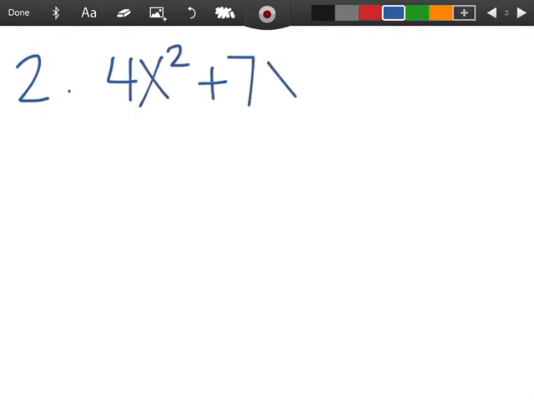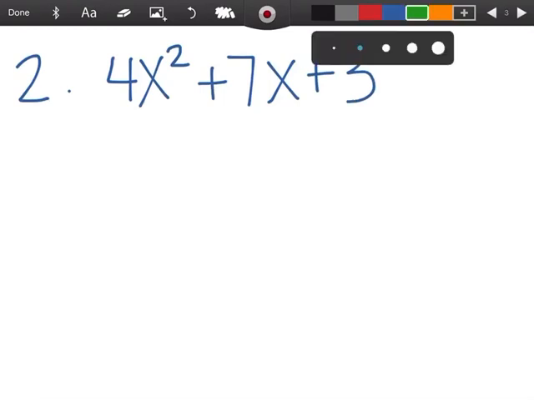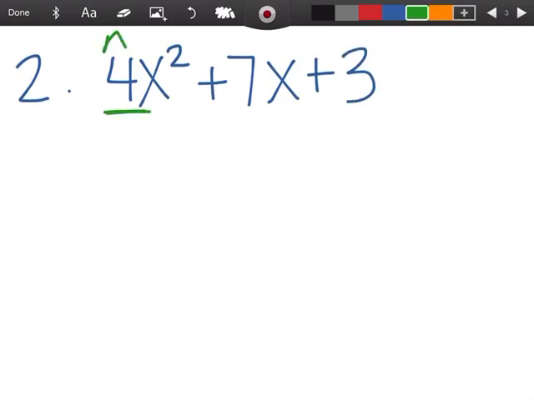So we're going to do a new problem here. So number 2 says 4x squared plus 7x plus 3. And so I want to use the AC method. So I'm going to label some things. I'm going to let this first coefficient in front of the x squared term be a, and the coefficient in front of the x term b, and the constant c.